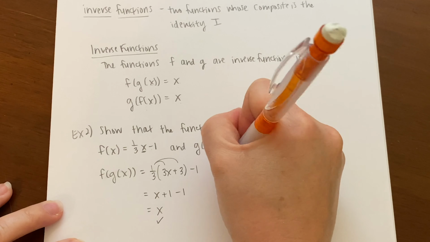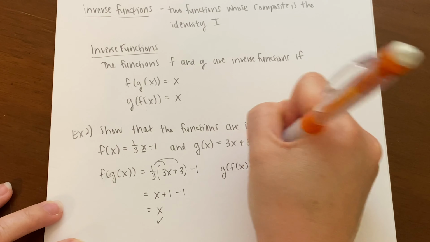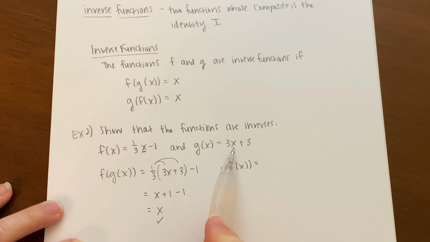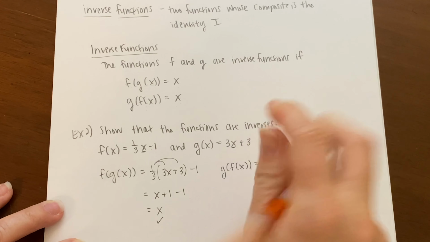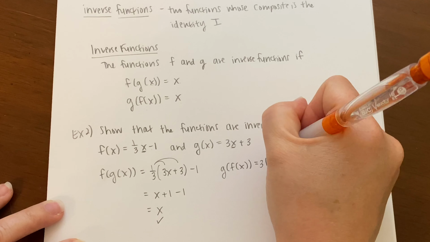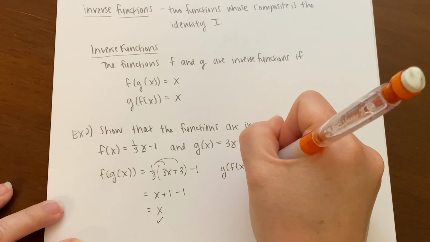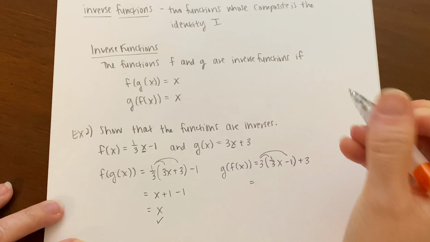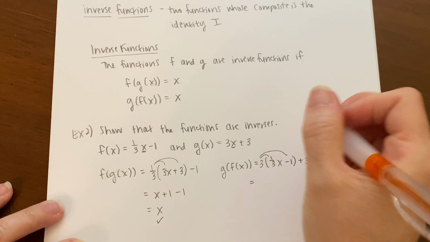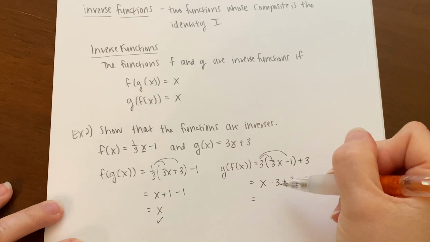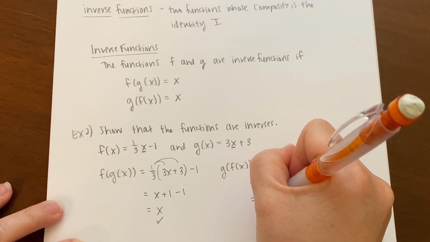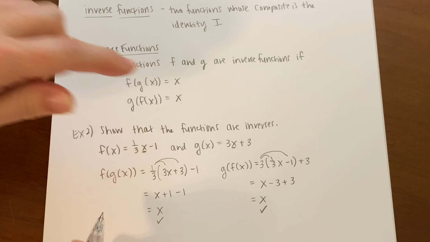So if we do g of f of x, now we're going to go the other way. Inside the g function where there's an x, I'm going to put this whole f function in that spot. So I have 3, and then in place of the x, I'm going to put this whole thing, 1/3 x minus 1, and then don't forget this plus 3 at the end. All right, I'm going to distribute again. 3 times 1/3 x gives me 1x. 3 times -1 gives me -3, and then I have plus 3. x minus 3 plus 3 equals x. Hooray! According to our rule, that's what we were looking for.